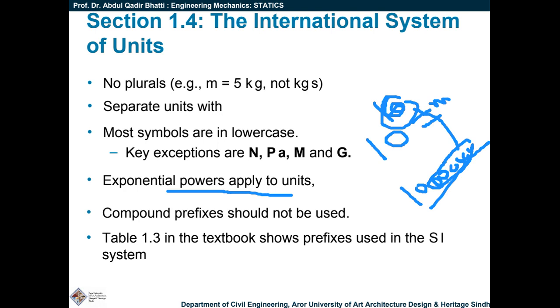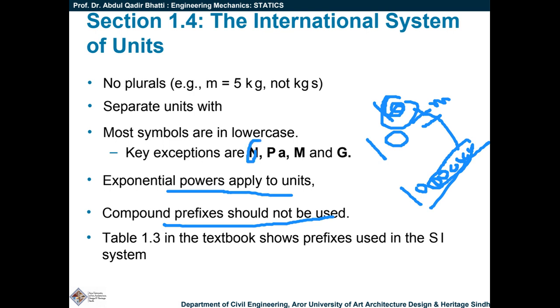Clear? Then compound prefixes should not be used. It means if we are using Newton, we cannot use the weight before or after it. We can only use one letter which is relevant.